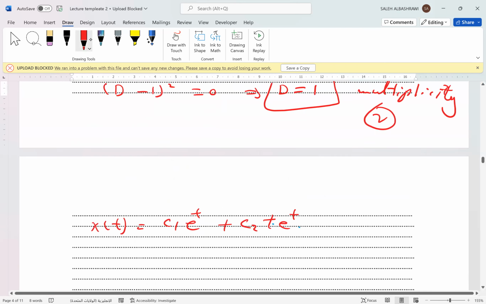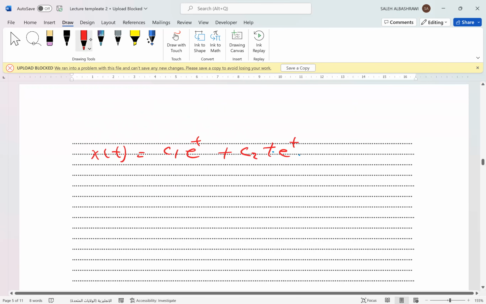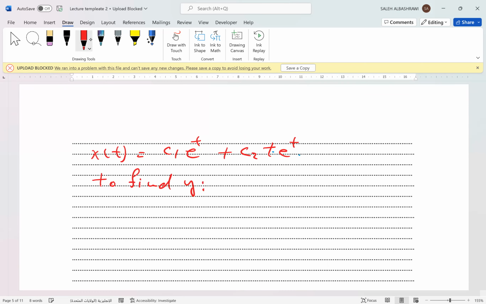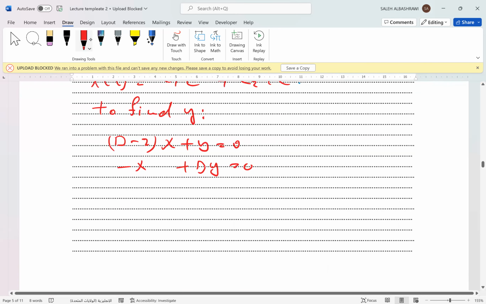Now we have to find y of t. Again, if we go back to the system, to find y, my system was (D − 2)x + y = 0 and −x + Dy = 0. Now to find y, we are going to eliminate x.